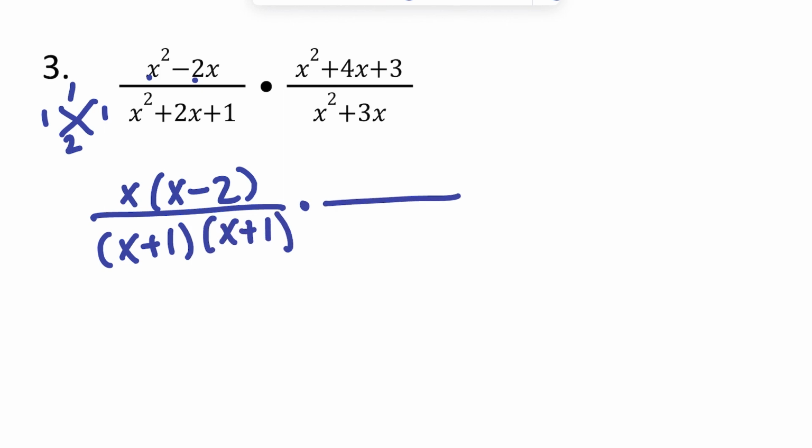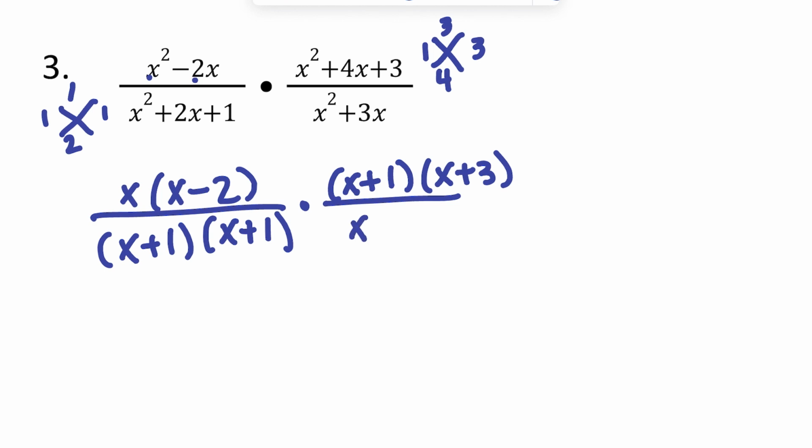Times the second fraction. If I factor the numerator, I've got 3 and 1. So we get x plus 1 times x plus 3. And in the denominator, there's a GCF of x. So I do x times x plus 3.